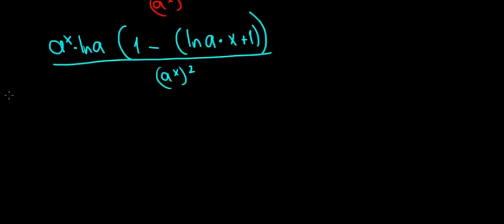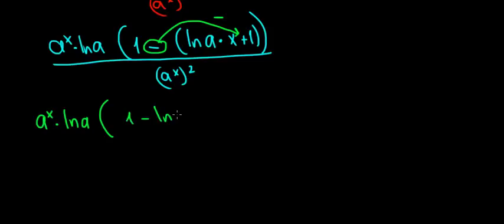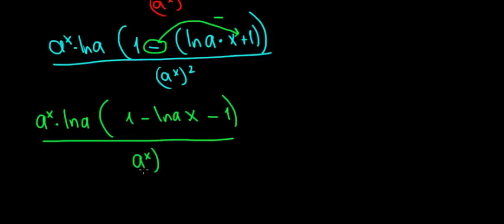We have a to the power of x times ln of a times ln of a, and here we have 1 minus ln of a times x, but then the negative sign affects this plus in the bracket and makes it into a minus. So we have 1 minus ln of a times x minus 1 again, divided by a to the power of x squared. Okay, now we have a to the power of x here, a to the power of x to the power 2 here, so one of them can cancel out.